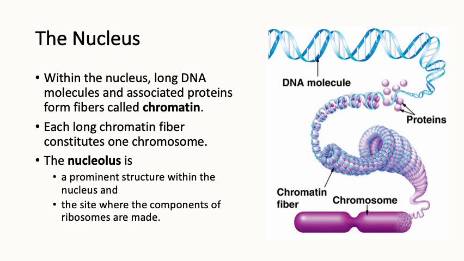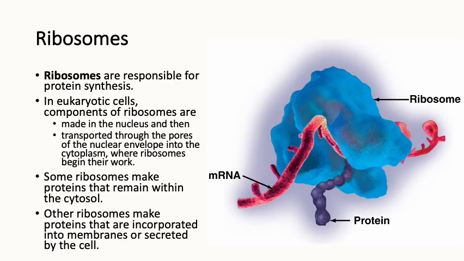Also found within the nucleus is the nucleolus, a dense region where the components of ribosomes are produced. These ribosomal subunits then exit the nucleus through the nuclear pores and assemble in the cytoplasm, where they begin to translate genetic information into proteins.